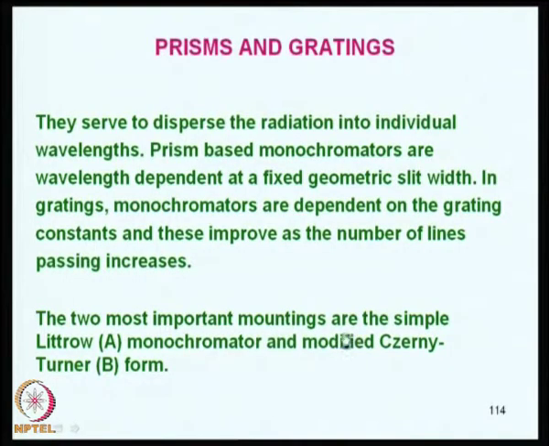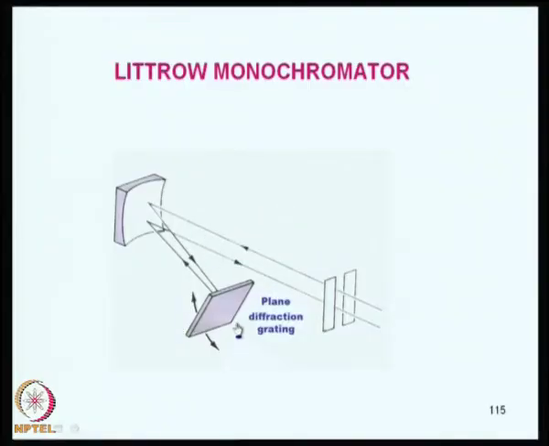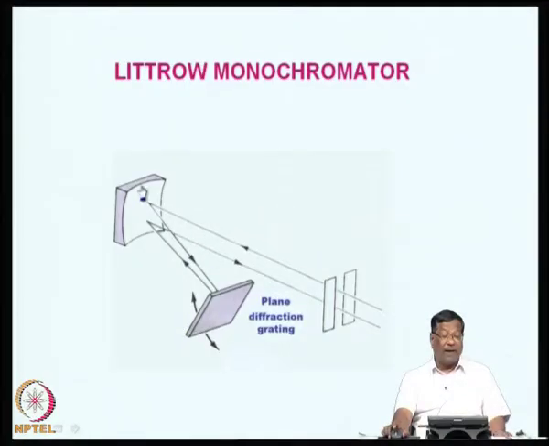So, the two most important mountings, this also we have discussed, are the simple Littrow monochromator as well as a modified Czerny-Turner system. And to refresh your memory, I want to show you the next slide. That is, we have a plane diffraction grating and this is the Littrow monochromator. We have an entrance and exit slit here, and this is Littrow mounting.